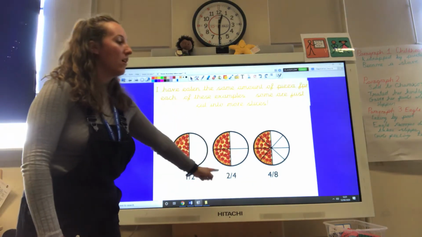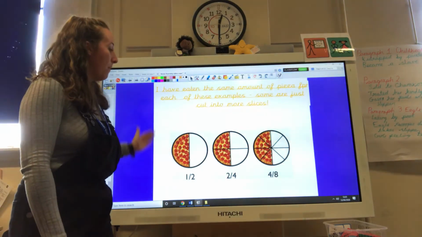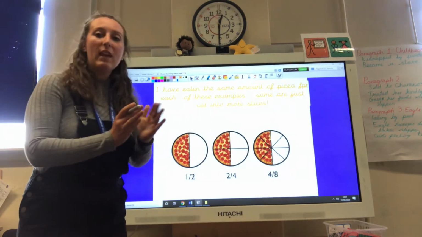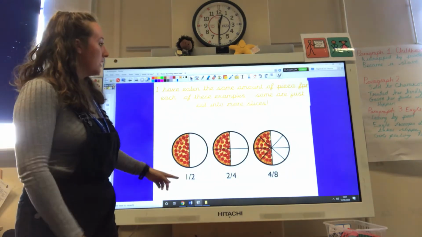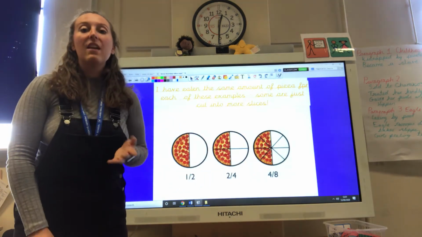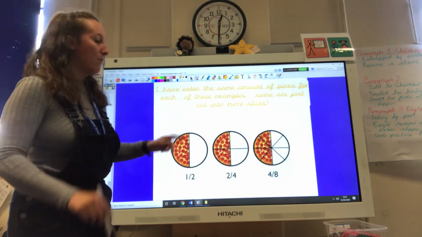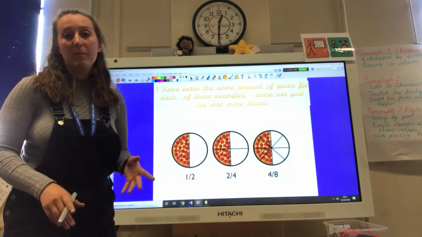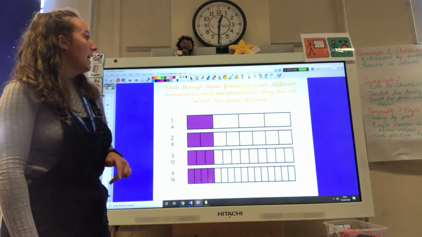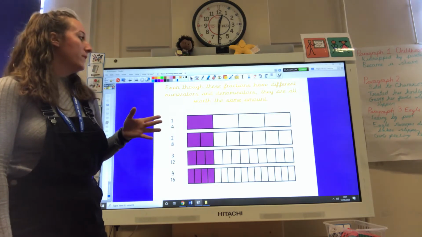In each of the pizzas, I ate exactly the same amount, but this one was just 1 big slice, this one was 2 smaller slices, and this one was 4 even smaller slices. So we can say 1/2, 2/4, and 4/8 are equivalent. They're all worth the same. We can see they're the same because in our diagram, we can see they're taking up the same amount of space. They're equivalent. So even though these fractions all have different numerators and denominators, they're all worth the same amount.